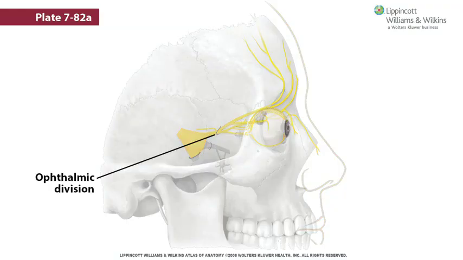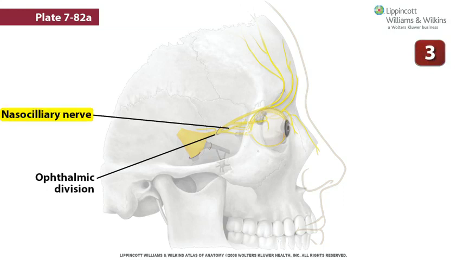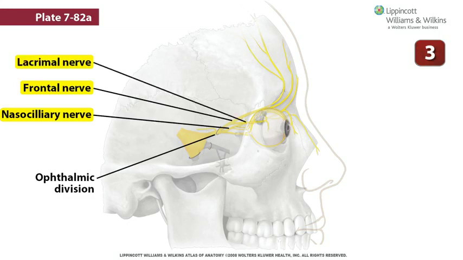The ophthalmic division passes through the superior orbital fissure, enters the orbit, and divides, or some might say trifurcates, into a nasociliary nerve medially, a frontal nerve centrally, and a lacrimal nerve laterally. The lacrimal nerve leaves the orbit and innervates skin on the lateral part of the upper eyelid and surrounding portions of the face and forehead.